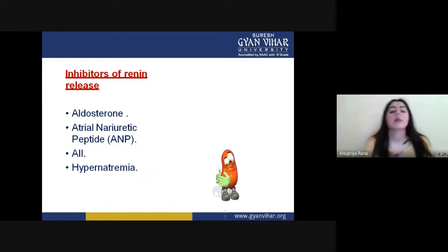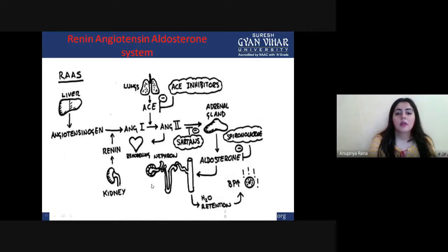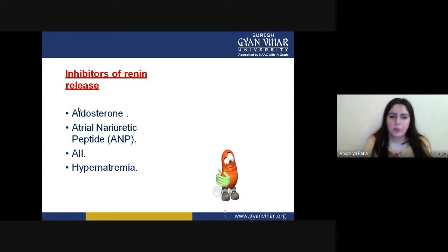Now, what are the inhibitors of renin release? These were the promoters which you studied here. Now we have to see some inhibitors also. In the case of inhibitors, aldosterone is the first inhibitor present here. Atrial natriuretic peptide, called ANP, is released by the lungs.